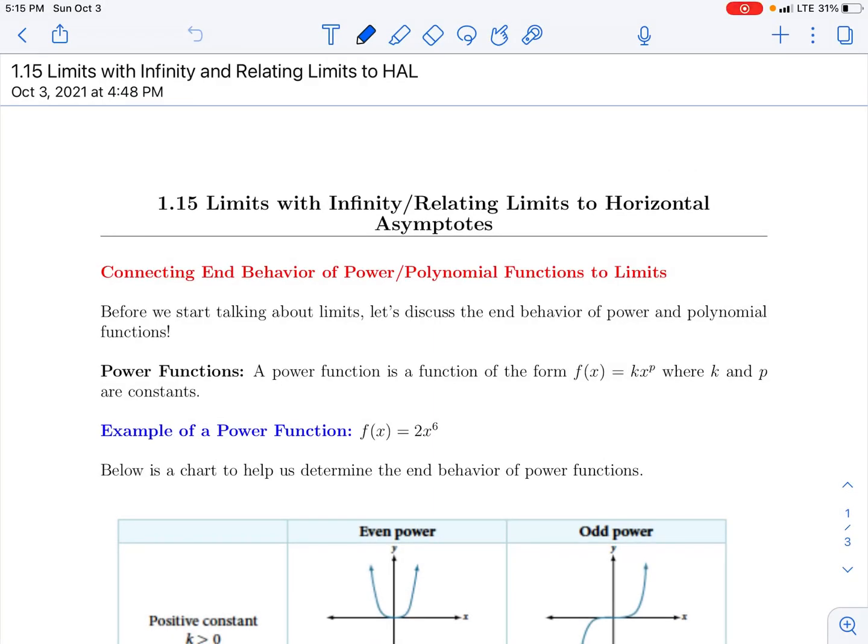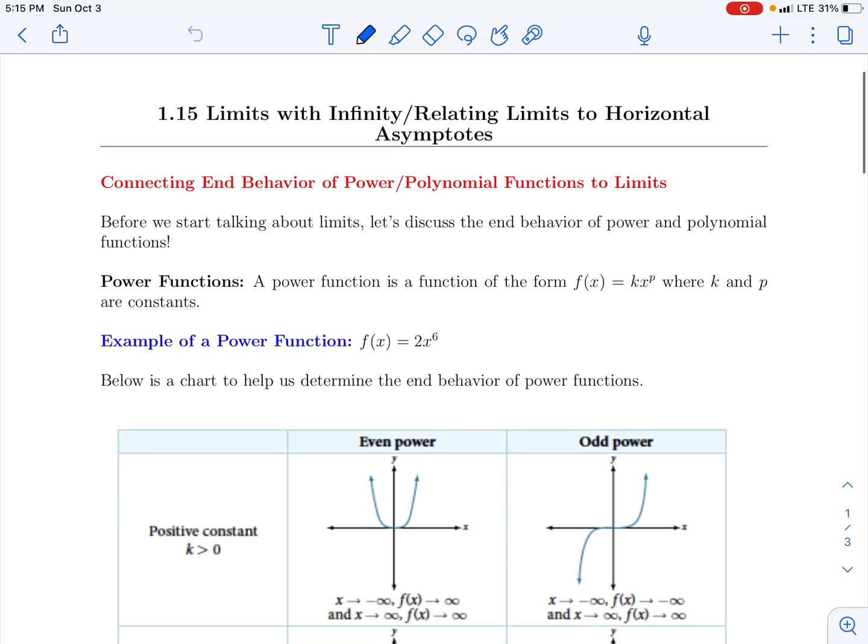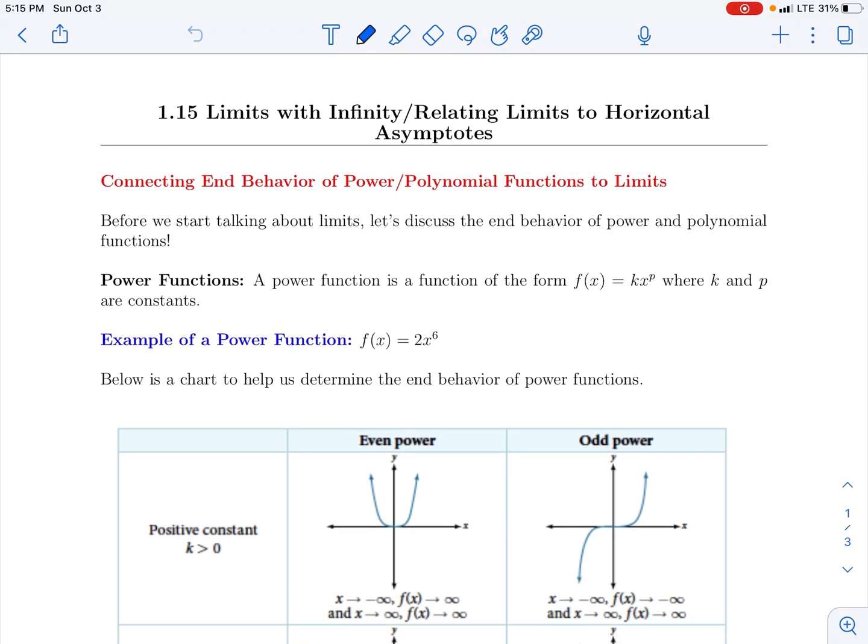Hello everyone. So today we're going to talk about relating limits to horizontal asymptote lines and limits with infinity. What we're going to do first is try to connect end behavior of power and polynomial functions to limits. I know some of my students have studied this before, but if you're not quite familiar with this stuff, that's why I'm recapping it for you guys.